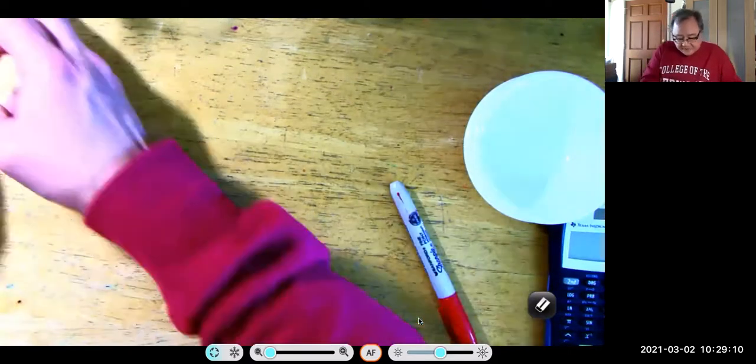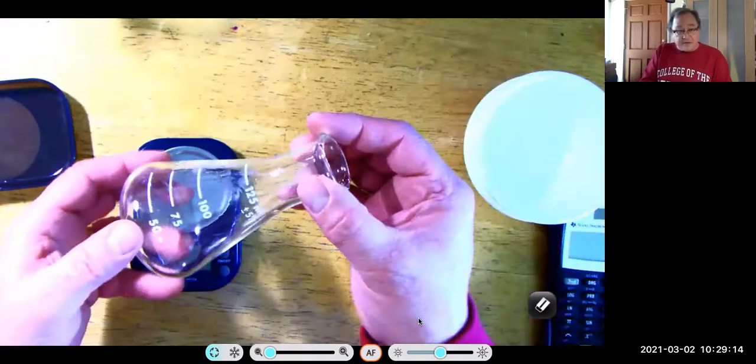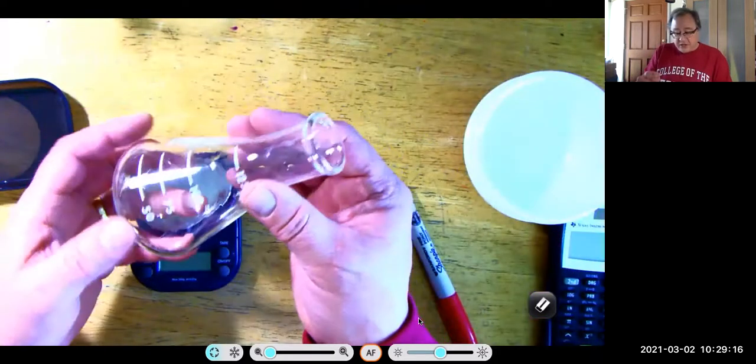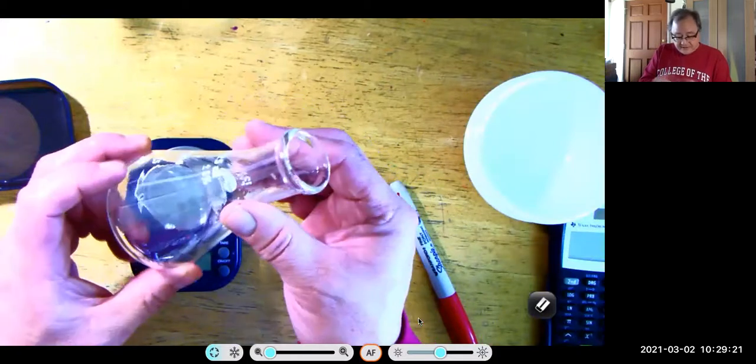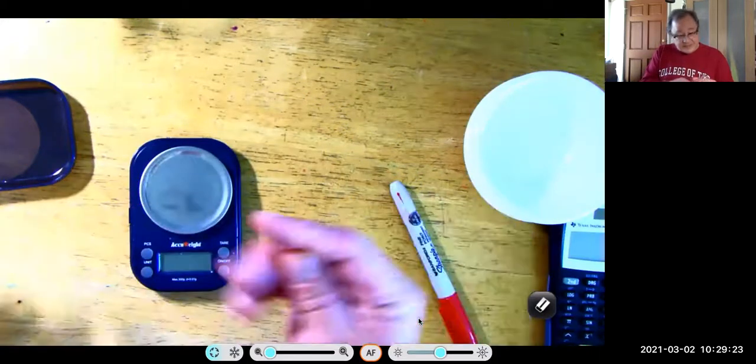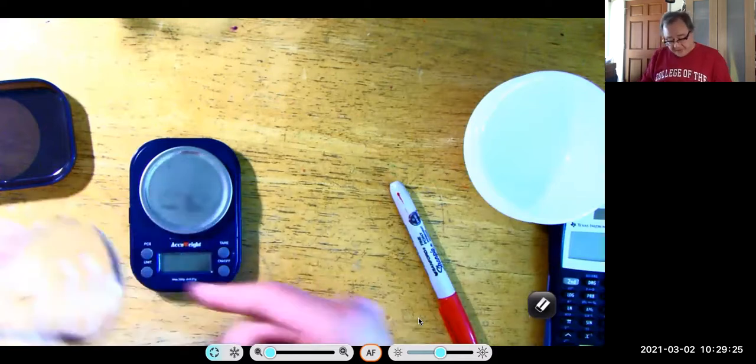Now I'm going to bring my balance back out, and I'm going to use my Erlenmeyer flask. This is the conical flask. You can see it's wet on the inside, but that's okay. It doesn't need to be dry on the inside. I do like it to be dry on the outside. I'm going to put it on my balance and turn my balance on.